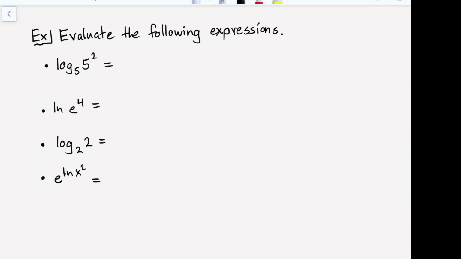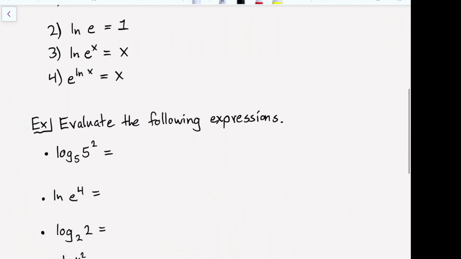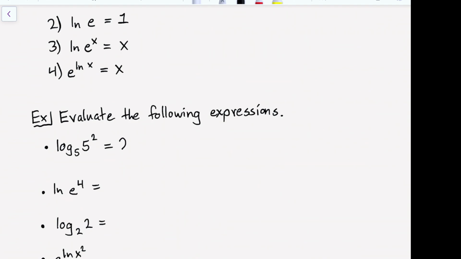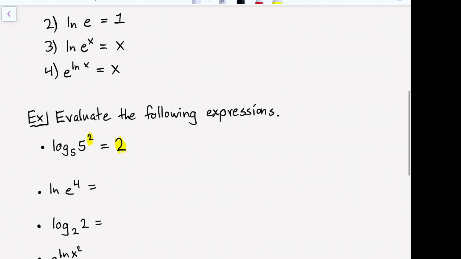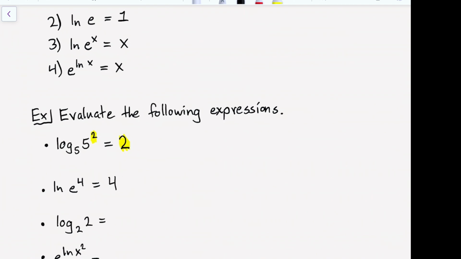Finally, let's look at just a few examples of how we can use these properties to simplify some expressions. So what is log 5 of 5 squared? Well, this is property number 3, log b of b to the x equals x. That means log 5 of 5 squared equals 2. What is natural log of e to the fourth? From our third property above, we can see that ln of e to the fourth is equal to 4.